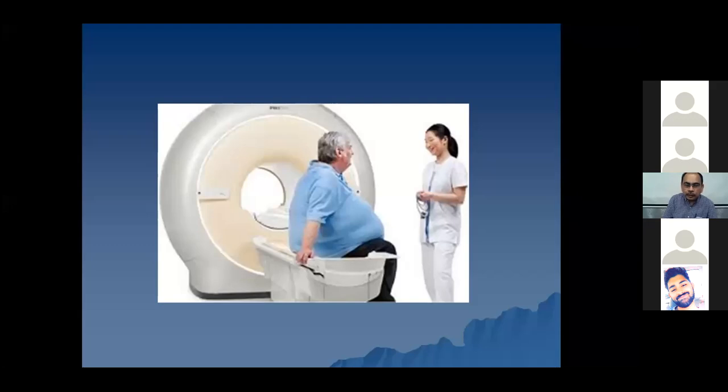Here you can see what is the problem. The patient is unable to go into the gantry due to his or her size. That is one of the disadvantages whenever a gantry is used, either in CT or MRI or PET scan. The table is compatible for a particular weight, and the weight which is more than that is not put on that particular table.